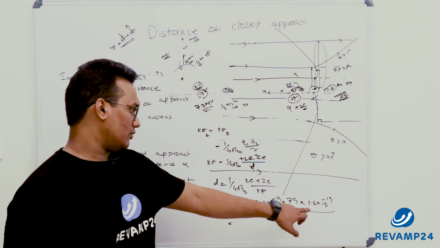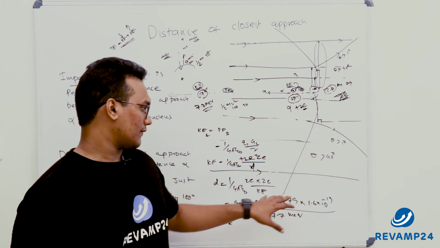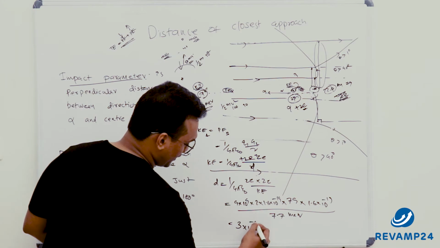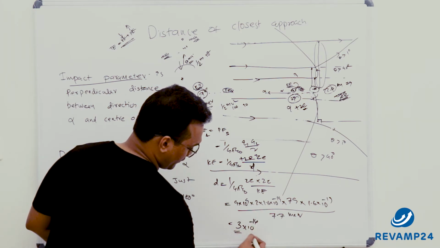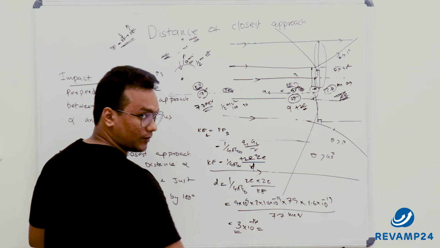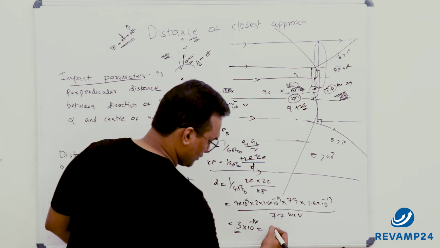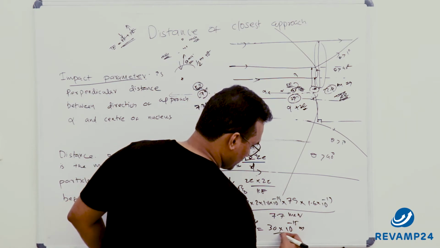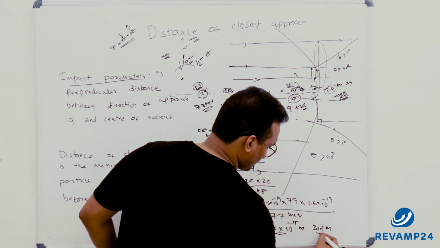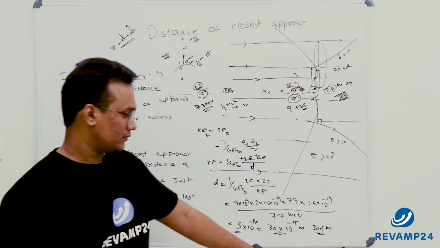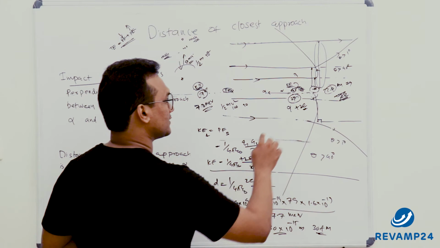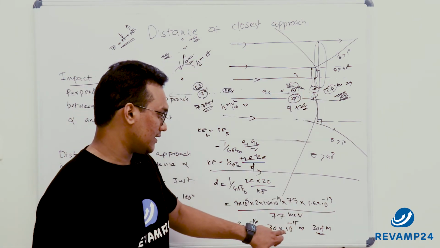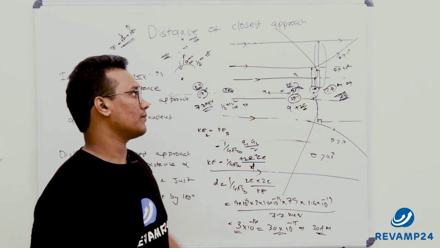So this value, after substituting, after doing the simplification, we will get as 3 into 10 power minus 14. So we will take it in femtometer, that is 10 power minus 15. So it can be written as 30 into 10 power minus 15 meters or 30 femtometers. What does it mean? That the distance of closest approach is 30 into 10 power minus 15, or measured in 10 power minus 15 meter.